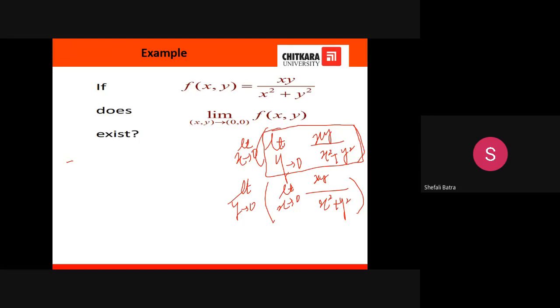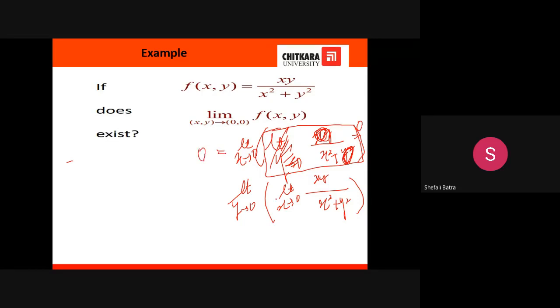Now, let us see, beta. Limit y approaches 0, x into y upon x square plus y square. So when you are evaluating this, तो आपने क्या करना है? You will be putting y is 0. So 0 into x would become 0, divided by x square plus 0. Right? So 0 divided by something would become 0. So the answer is 0.